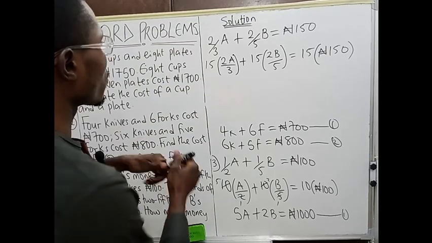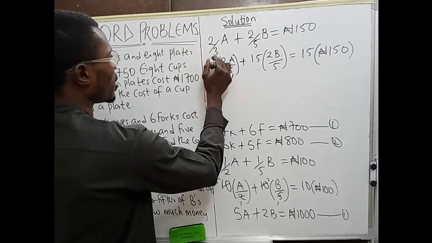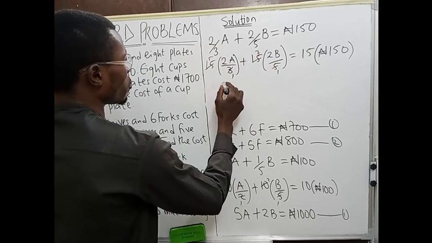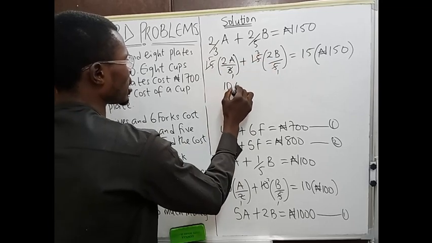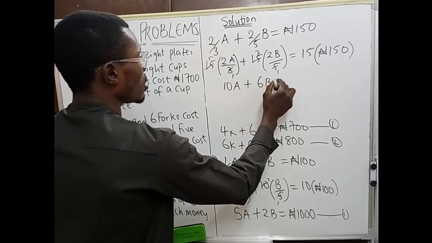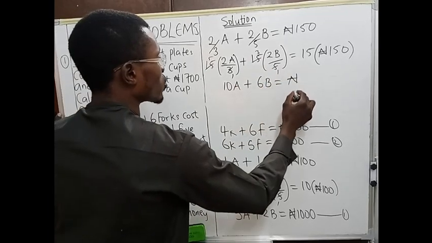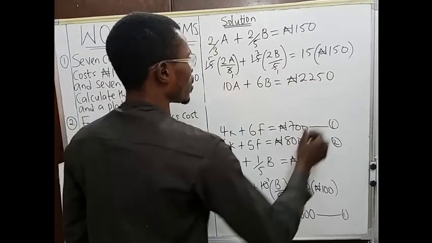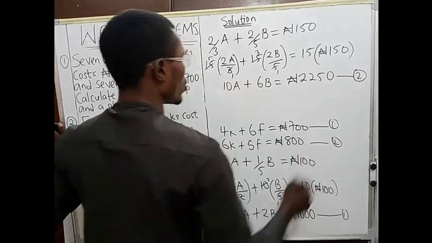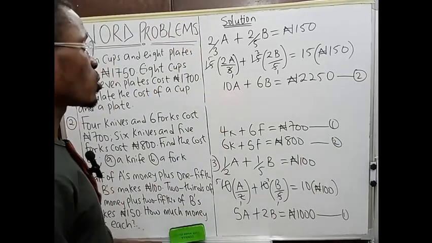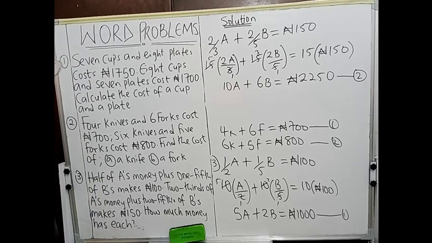We have 3 here, 1, 3 here, 5, 5 here, 1, 5 here, 3. So we'll end up with 5 times 2A, 10A, plus 3 times 2B, 6B, equals 15 times 150. 15 times 150 is 2,250. This gives our equation 2. So this is equation 1, this is equation 2. You solve the resulting equations, and then you have how much each has.